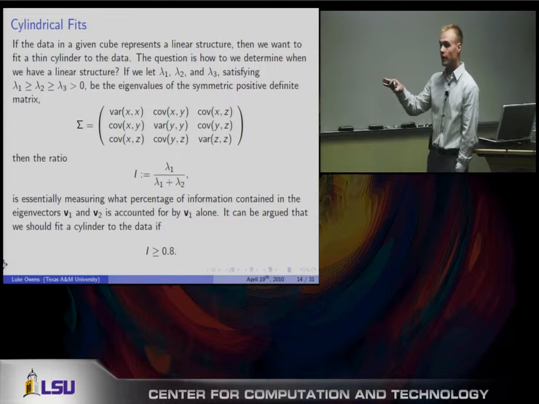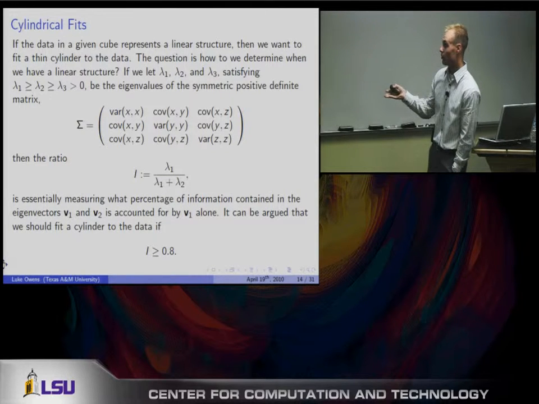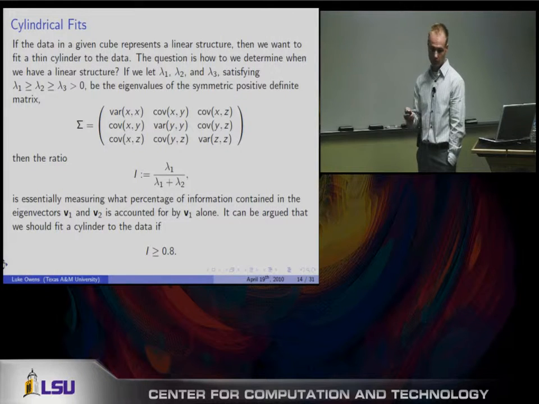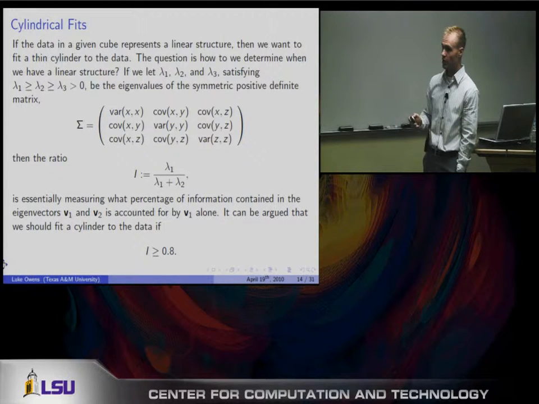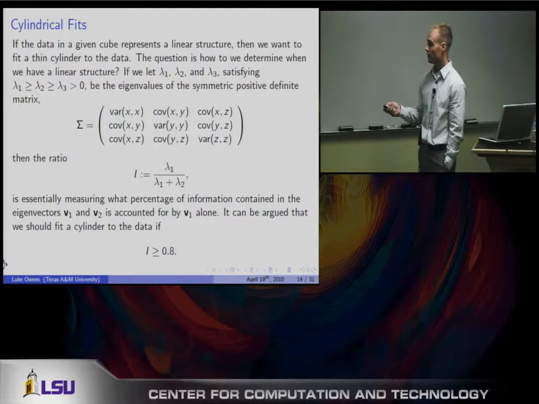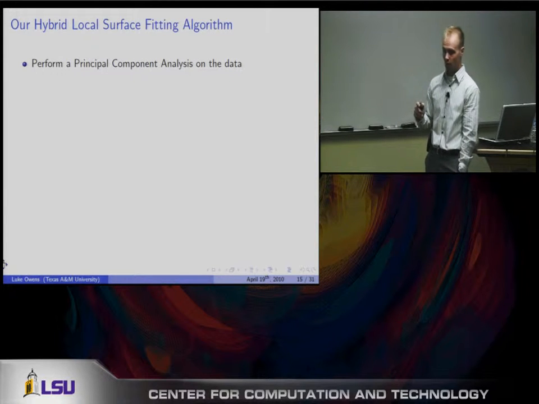Of course, you can move the data around in the cube, which makes this not work in general, but that's just the nature of the stuff we work with. Nothing really ever works in general, so we have a hybrid algorithm that looks at both cases, but we'll get into that in a second. So here's our hybrid algorithm.